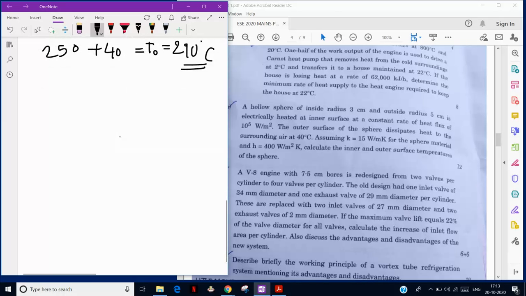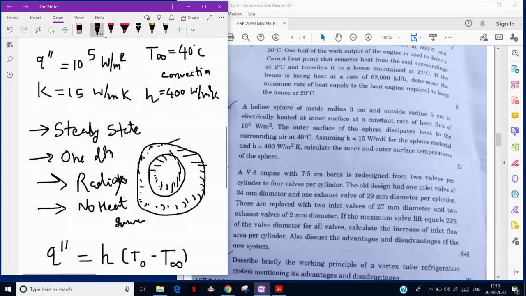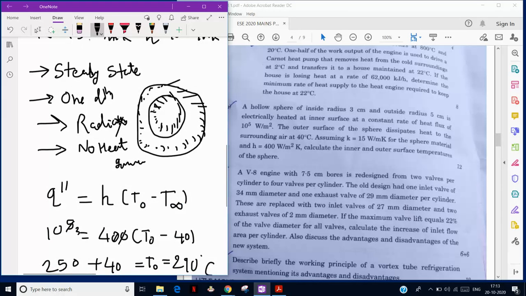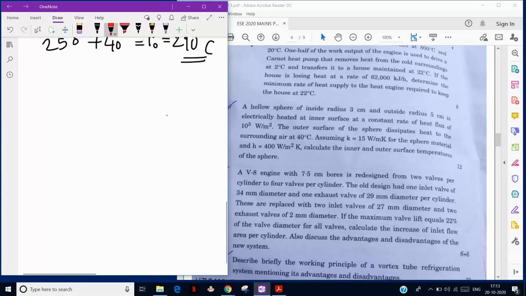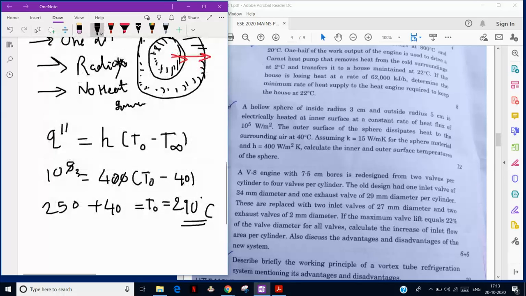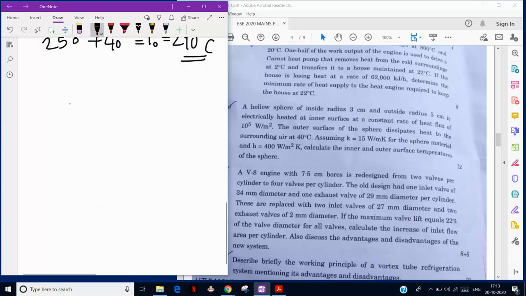Second is the inner surface temperature. Now we have assumed it is a steady state, so whatever heat flux there is with one dimensional heat transfer, the heat flux from inner surface to outer surface is constant, and there is a resistance, and the heat transfer from inner surface to outer surface is by conduction. So the heat flux is given by K ΔT of r1 r2 into r2 minus r1, divided by r1 r2.